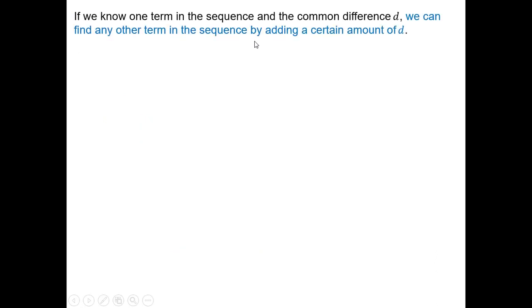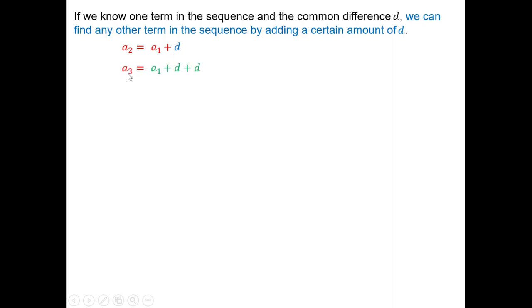Now, an interesting property of arithmetic sequences is that if we know the common difference and one of the terms, we should be able to find any other term that we want. The reason is that we're simply adding a certain number of d's to get to a particular term. So if I want to find A2, I just start with A1 and add the common difference one time.